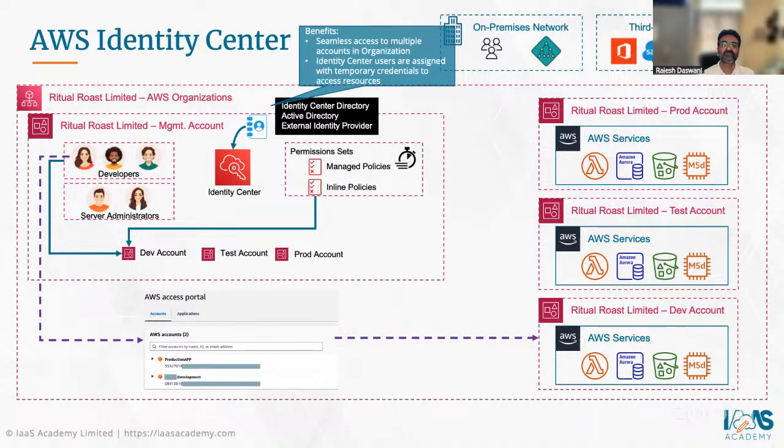So it's seamless access to multiple accounts across the organization, and identity users are assigned temporary credentials to access those resources. This timeout period will end. You set the duration, whether it's 1 hour, 2 hours, 4 hours, whatever it might be. And then after that, they'll need to log in again to the portal. But it means that you've got a better, more secure method of managing your resources.